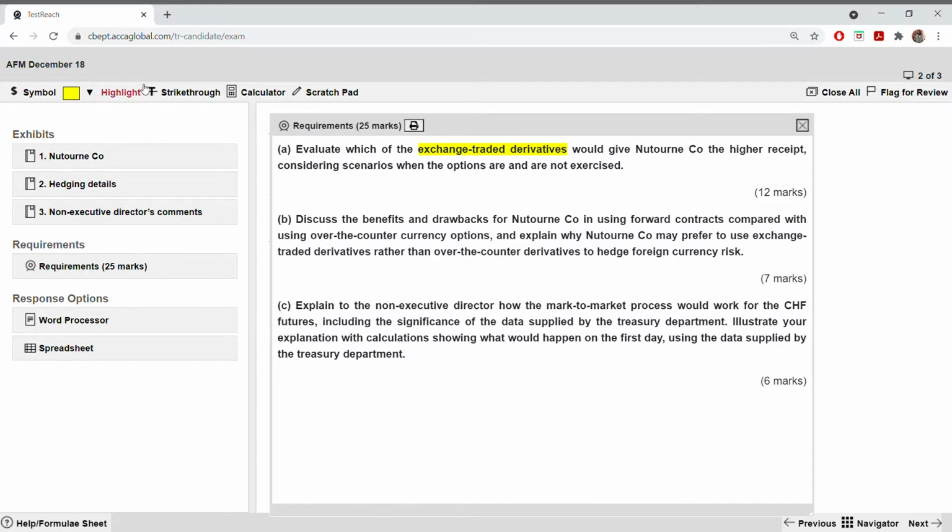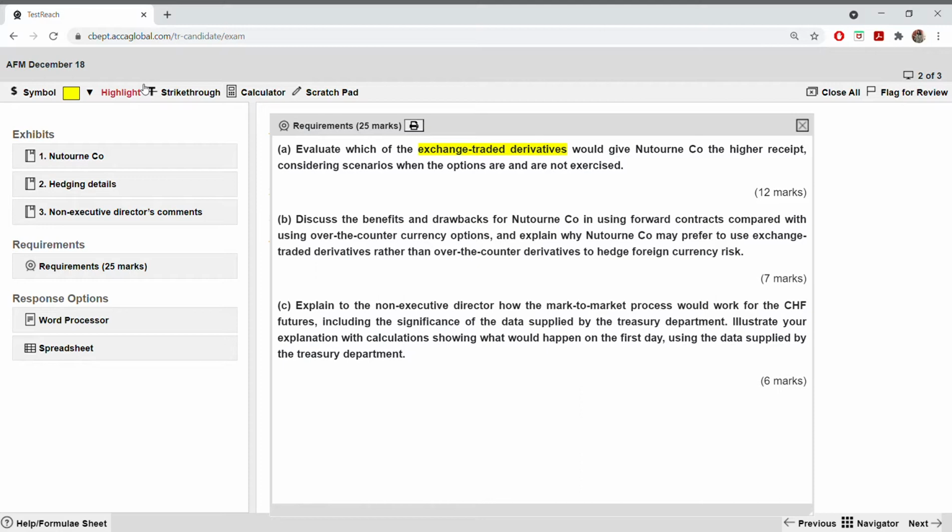Second, part B: discuss the benefits and drawbacks in using forward compared with over-the-counter currency options, and explain why the company may prefer to use exchange traded derivatives rather than over-the-counter derivatives to hedge foreign currency risk. So this is a theory part. I'm not going to do this part B. I'm not going to write the answer. That you can do. It's easy. The drawbacks and the benefits are of forward. You have to compare it with the exchange traded derivative. But I will definitely show you how to go about answering this question.